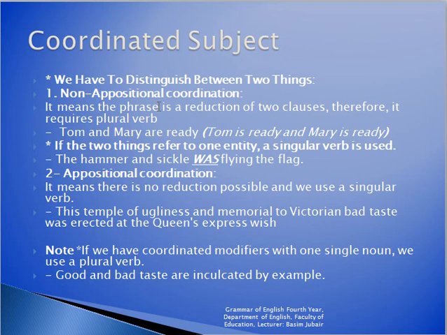Opposition here means, in Arabic, بدل. So when we have non-oppositional coordinated subjects, then of course, if we do not have بدل, there are two entities. If the two subjects represent one entity, then it takes the singular verb or form of the verb.